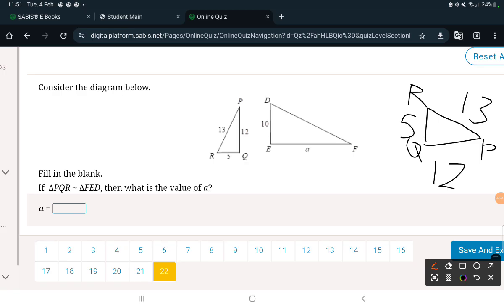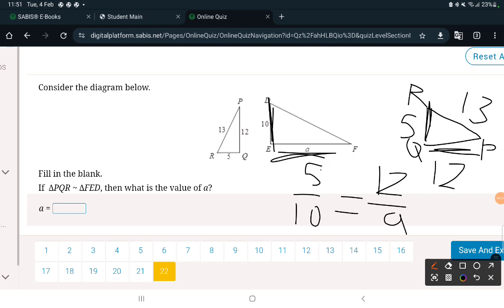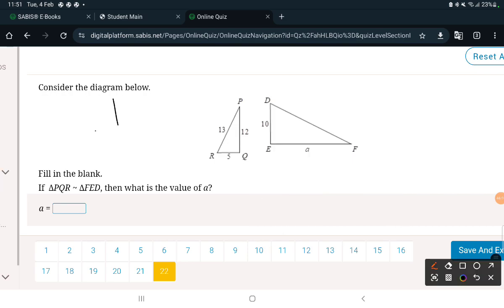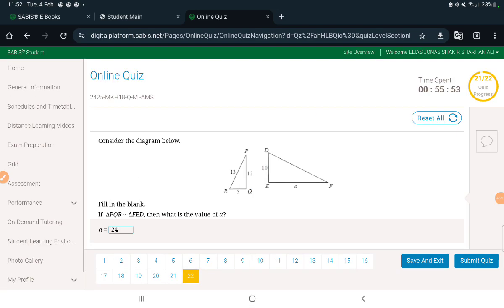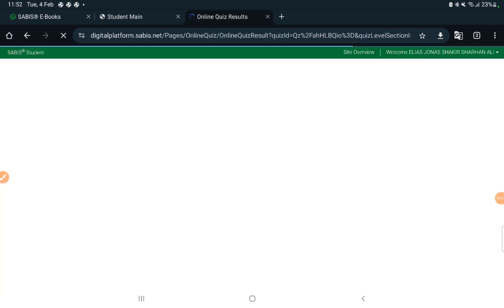Using the proportionality theorem, we have 5 over 10, because look, this is proportional to this, but let's start with the one on the right, I don't know why, is equal to 12 over A. Okay, divide by 5 top and bottom, you get 1 over 2 is equal to 12 over A. Cross multiply, A is equal to 24, because A is equal to 12 multiplied by 2, which is 24. Yeah, okay, and everything is correct.